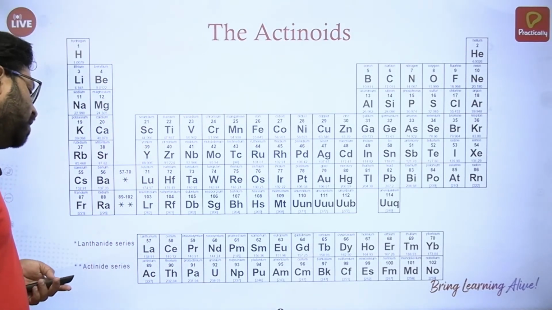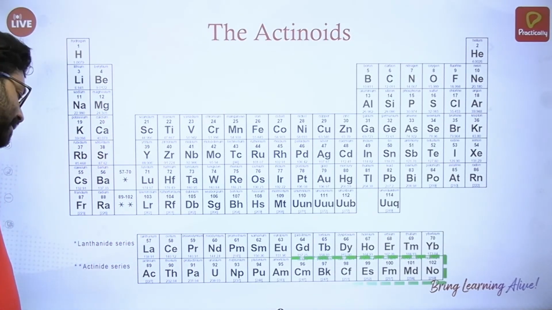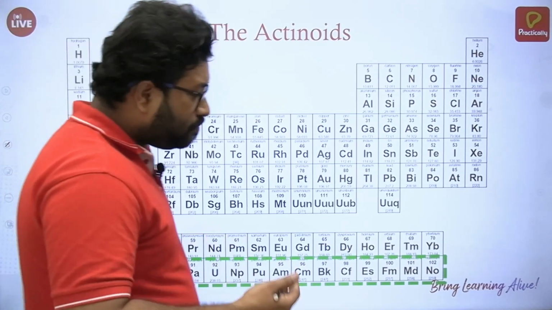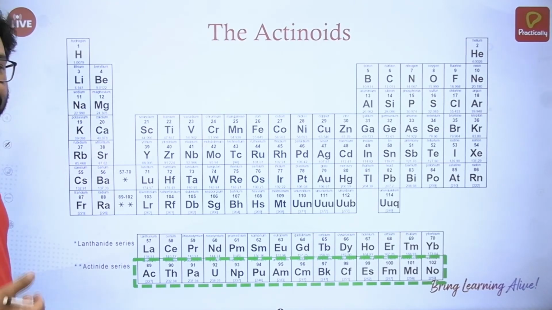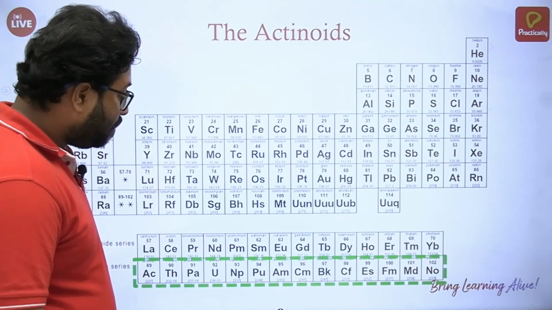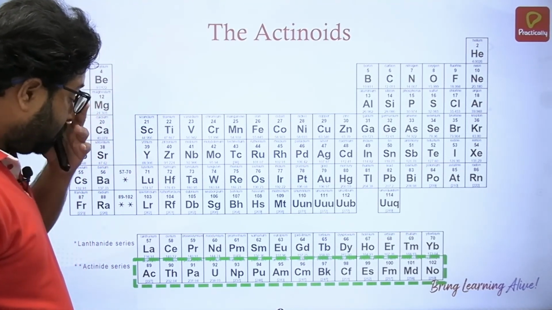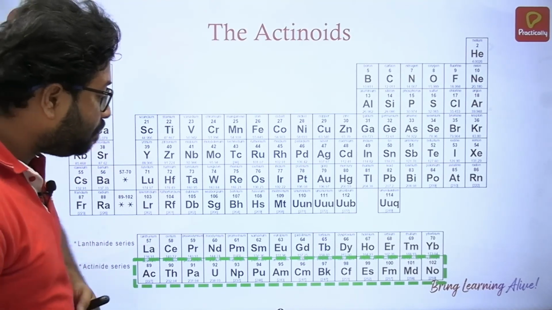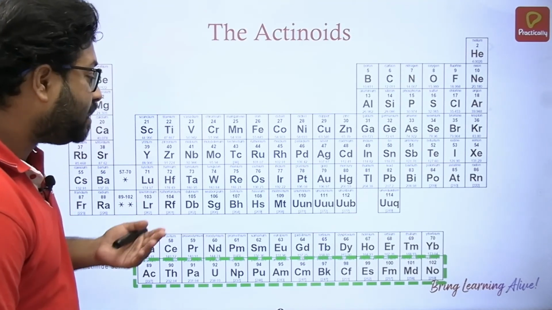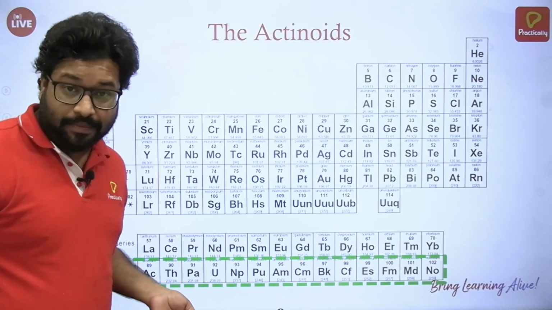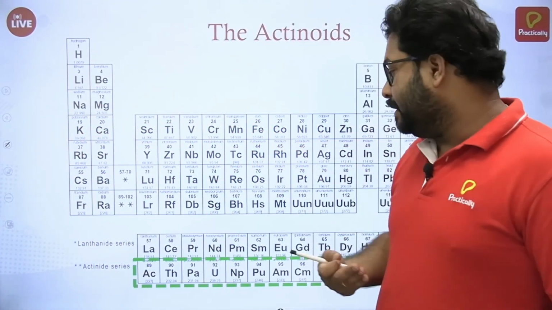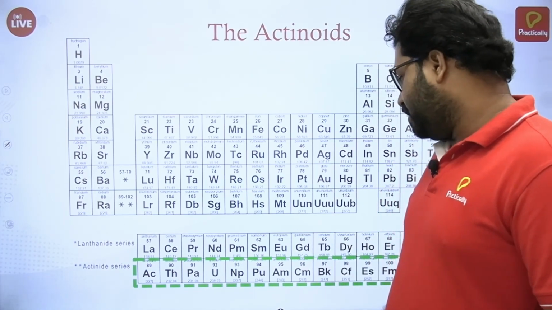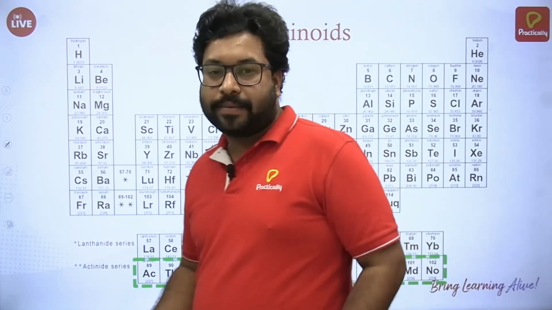Okay, now let's look at the actinides. Actinium, thorium, protactinium, uranium, neptunium, plutonium, americium, curium, berkelium, californium, einsteinium, fermium, mendelevium, and nobelium. That is how all this actinide series is all about.